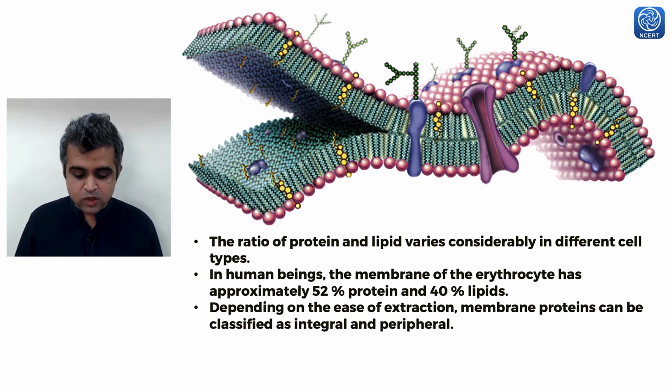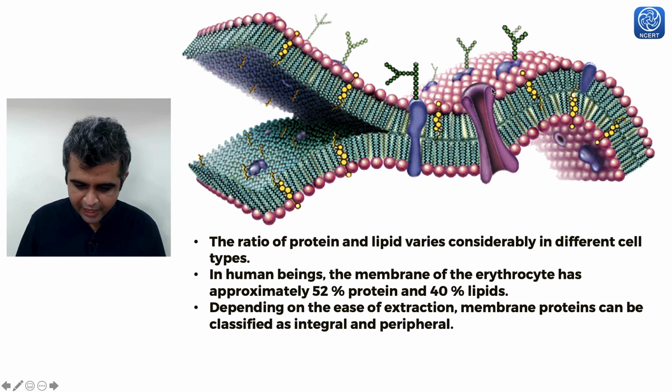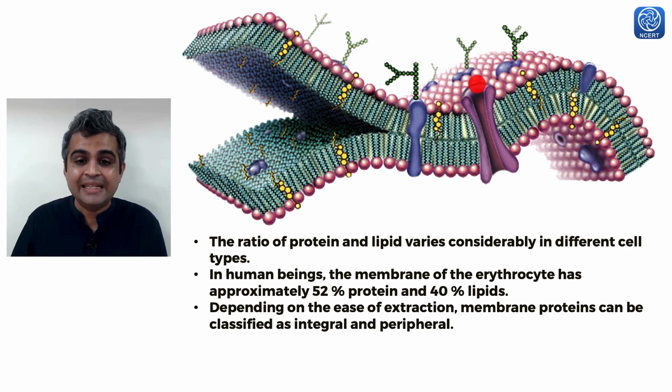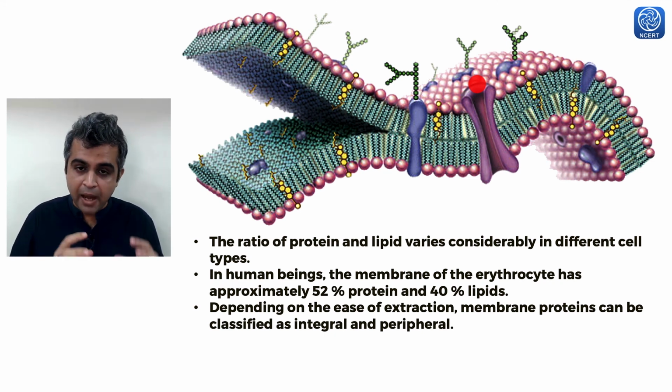Depending on the ease of extraction, membrane proteins can be classified as integral and peripheral. So now this is something I did not mention earlier, but it is very easy to understand. If there is a channel protein like this, ये दिख रहा है? अब ये पूरा का पूरा मेम्ब्रेन में घुसा हुआ है और आर पार जा रहा है. It is going through and through, which means that this will not be easily removed from the membrane, and that is why it can be said to be an integral protein. It is a part of the membrane itself, very difficult to remove, difficult to extract.